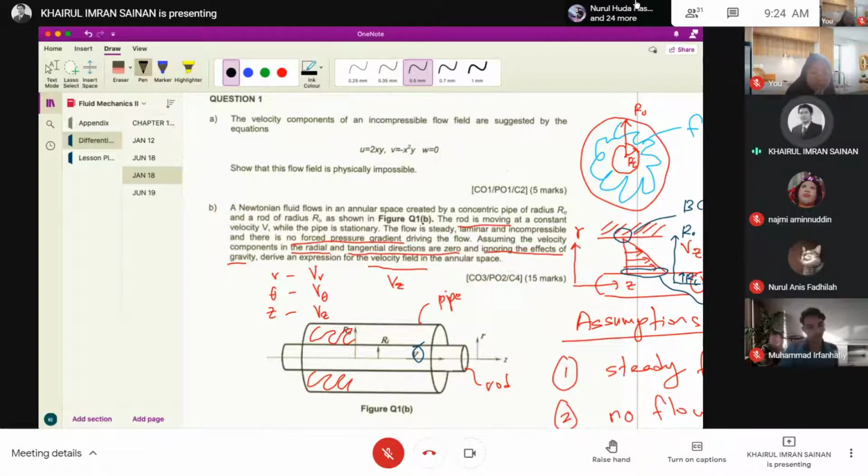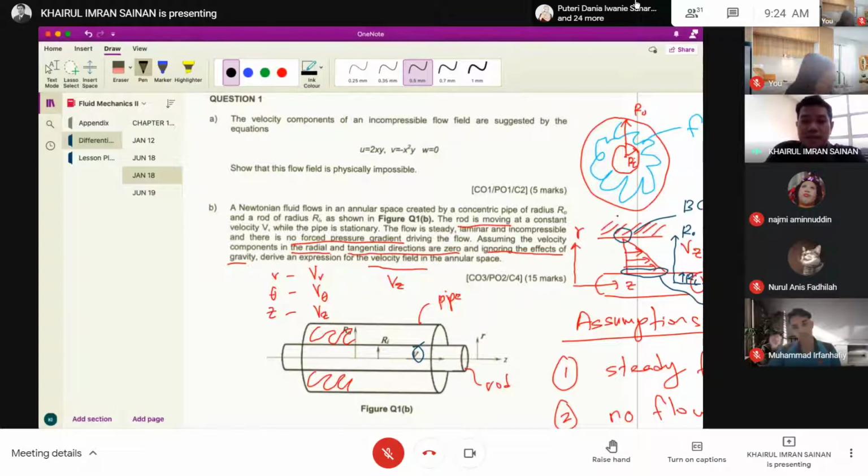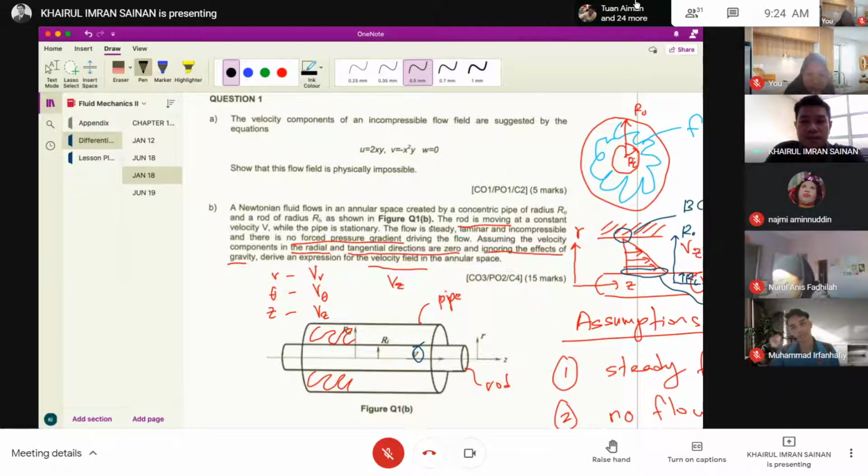If you want to follow this kind of lecture, just follow step by step what I'm saying and what I show. Do not look at all the other things yet. If not, you're going to get confused and left out. Okay, the rod is moving at a constant velocity v. This is the rod. Inside this one is actually the rod. It moves at a constant velocity v.